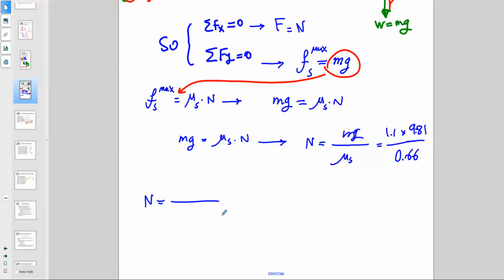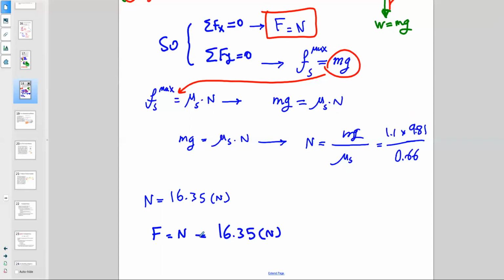So it is 1.1 times 9.81 over 0.66, which is 16.35. So n is 16.35 newtons. It's the normal force. And if you're looking along the x direction, whatever F you're applying, F is N. So your force should be 16.35 newtons to keep the object from falling down.